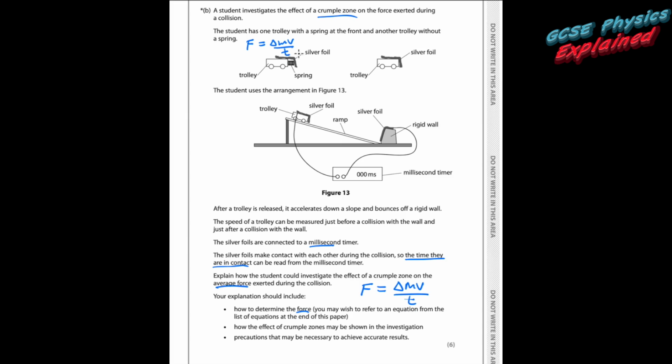If this time here is big, it makes the impact force smaller. Whereas this impact time is going to be very small, as it literally bounces off it, and it's not in contact for very long because it's so rigid. That means that the impact force is going to be big. So that is how the effect of the crumple zone will be shown. Right, I'll show you how to write that then.